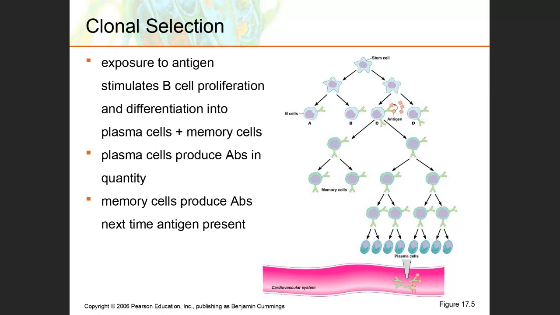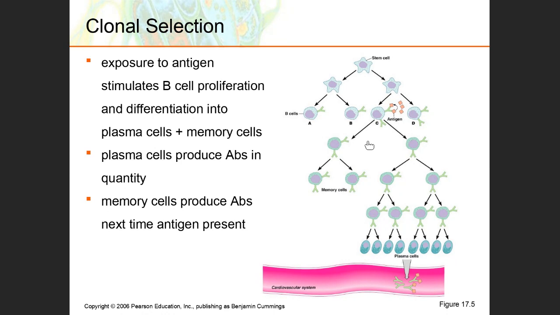So how do the antibodies get made? Well, we know that the B lymphocytes are the cells that produce the antibodies. We know B lymphocytes have IgD antibodies on their surface, and they each have a different IgD antibody specific for a specific antigen. In this example here, we see that our C B cell is the one that can actually respond to this antigen, not the others, but just this particular one.